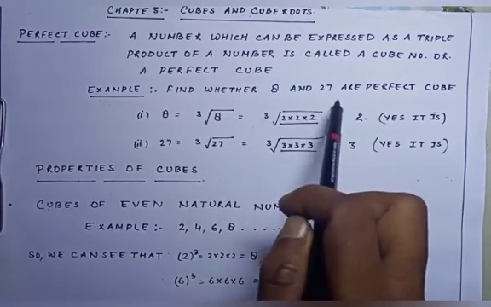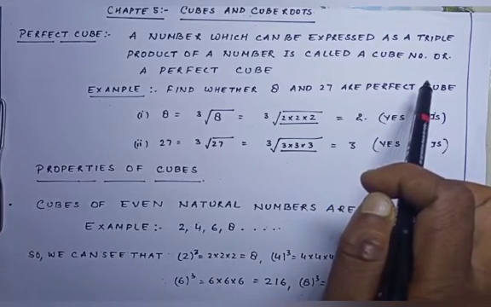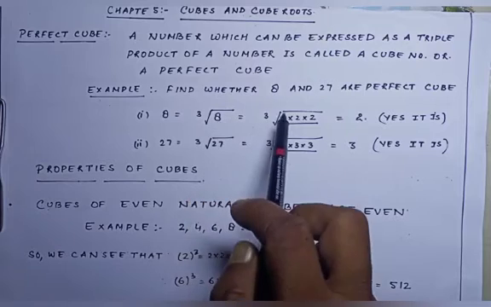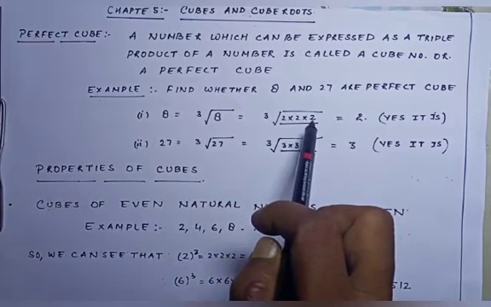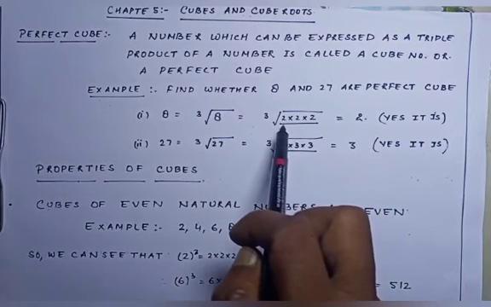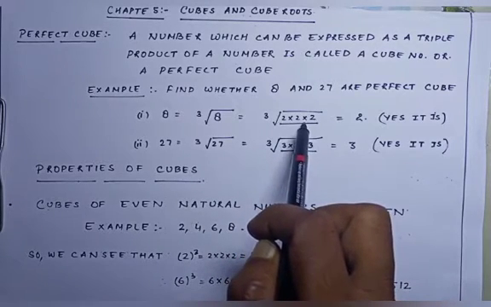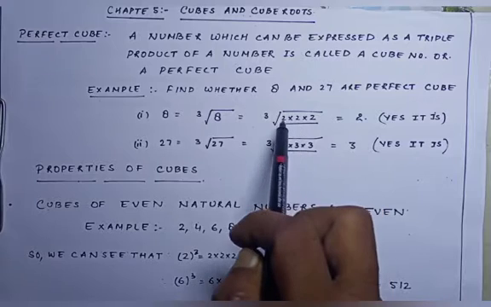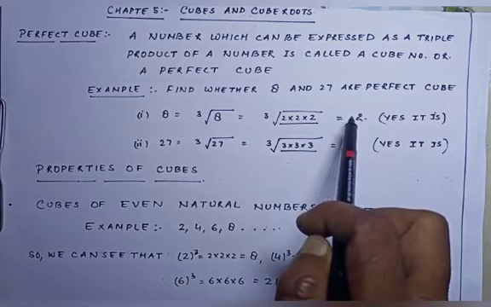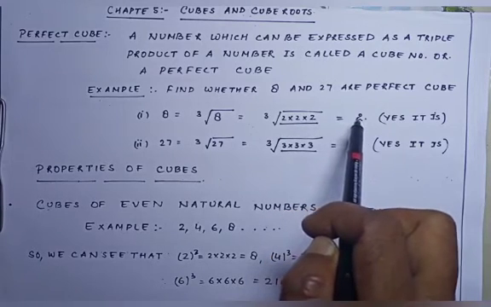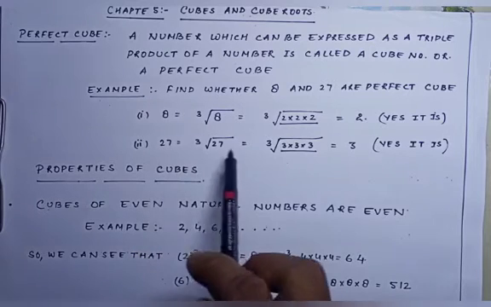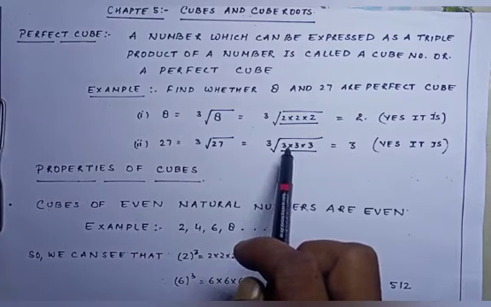Find whether 8 and 27 are perfect cubes or not. Cube root of 8 can be expressed as 2 into 2 into 2 by taking out the prime factors of 8, and after that if it forms a product of triples, then it is a perfect cube. Over here it is forming a product of triples, so we can say that 8 is a perfect cube of 2. Next is 27. The same thing we are going to do over here also.